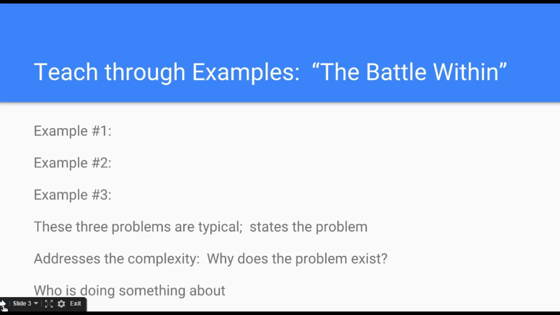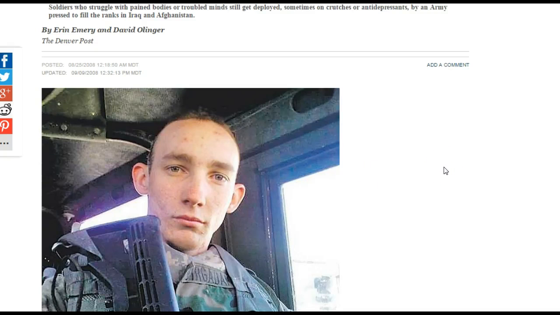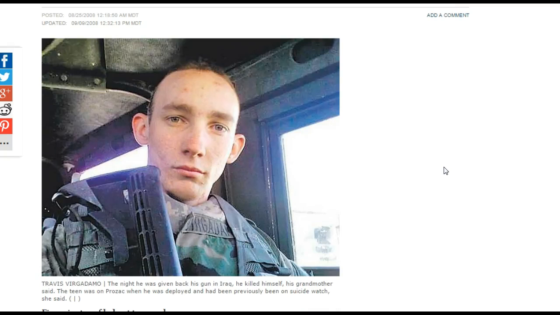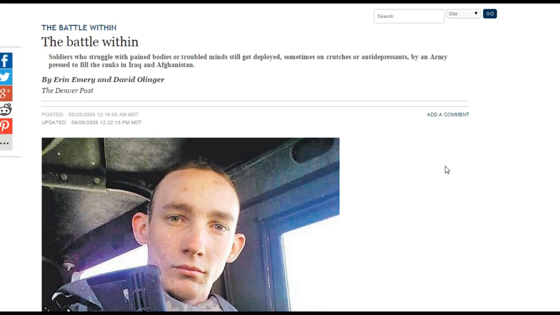So take a look at some of the mentor texts. One way of organizing is by teaching a point through a repetition of examples. And a really good example of this is "The Battle Within." That was the inquiry text that you read about soldiers who are continually being redeployed in Iraq, even though they have injuries, because the military is so desperate for people who will go and fight.